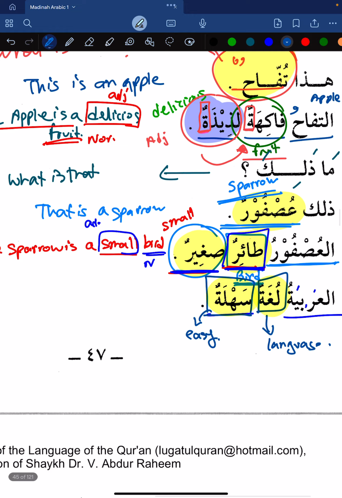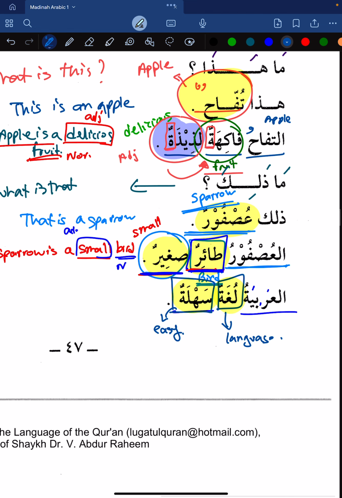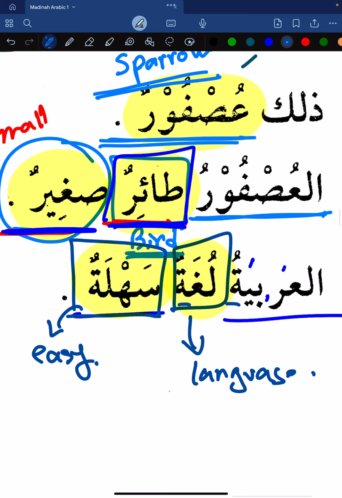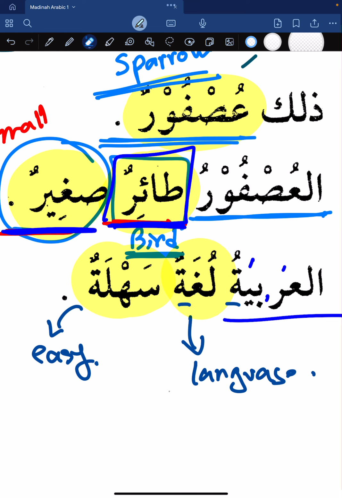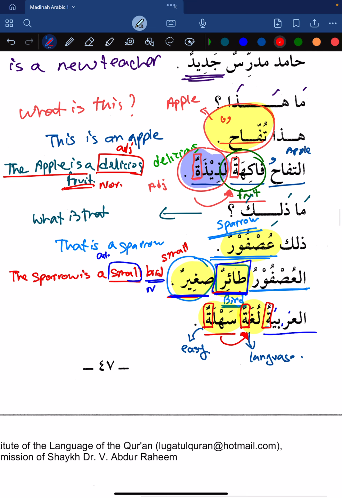Al-lughatu al-arabiyyatu lughatun sahlatun. Notice everyone here is singular feminine. Arabi always has a ta marbuta, and lughat also has a ta marbuta. So this is an adjective, easy. We're describing what kind of language Arabic is. Since it's feminine singular, we also use the feminine version of sahla.